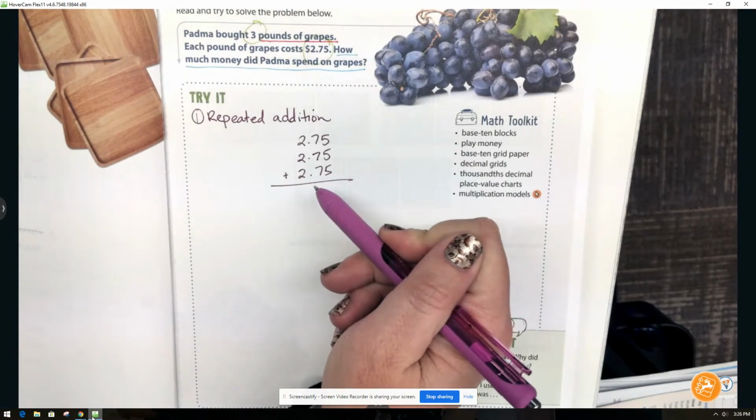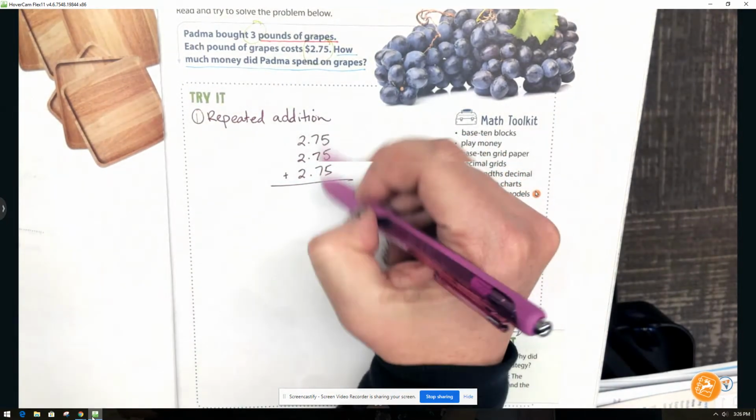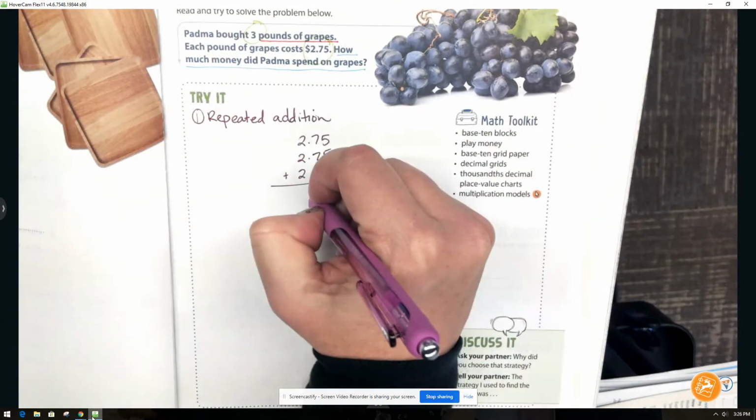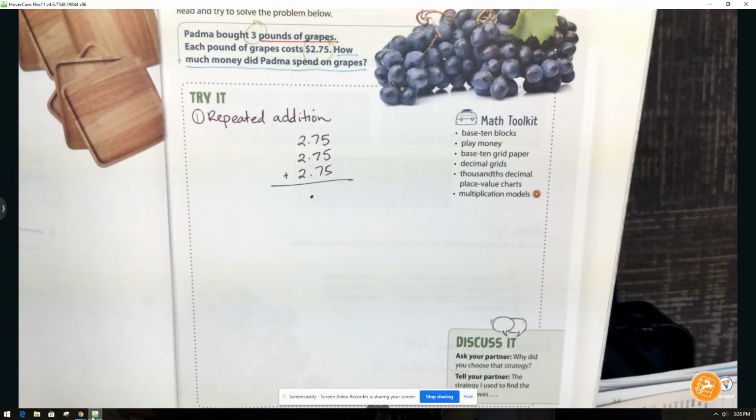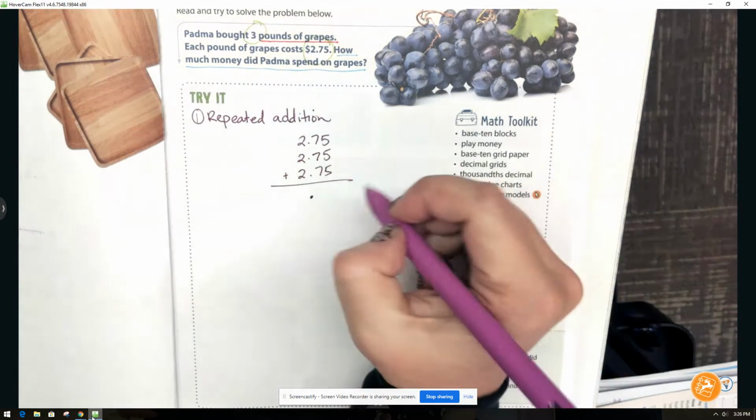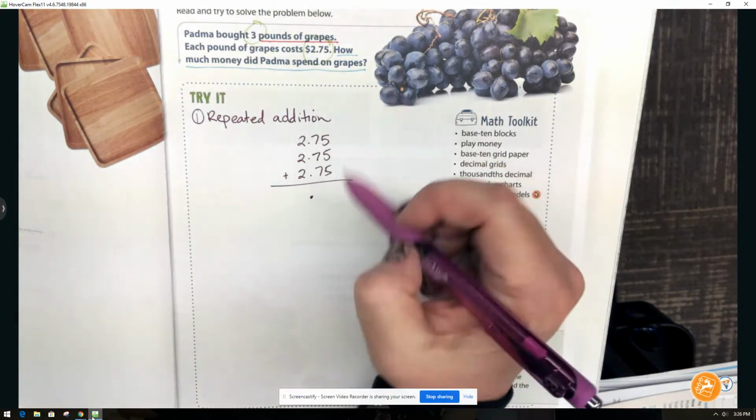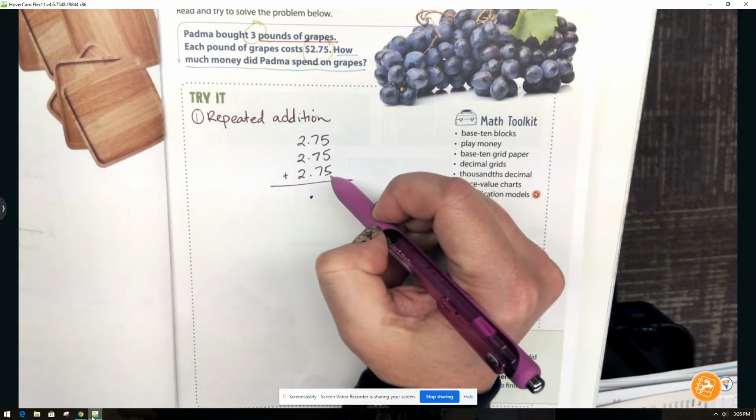If we were doing our repeated addition, we would make sure that we line up all of our values by place value. Our decimal would drop straight down. Since we are adding, remember it's different when we're multiplying, but when we're adding, it drops straight down. And then we would add each of our place values.